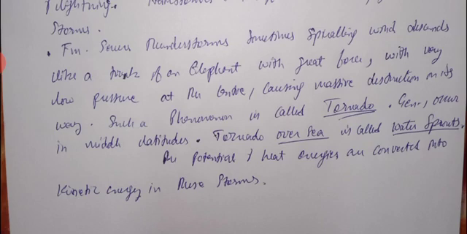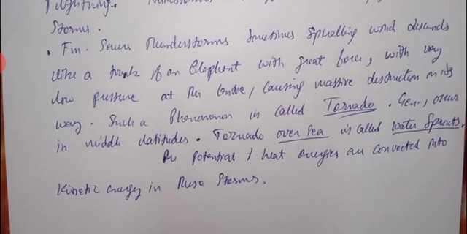From severe thunderstorms, sometimes spiraling winds descend like the trunk of an elephant, from the atmosphere towards the earth, with great force and very low pressure at the center, causing massive destruction on their way. Such a phenomenon is called a tornado.